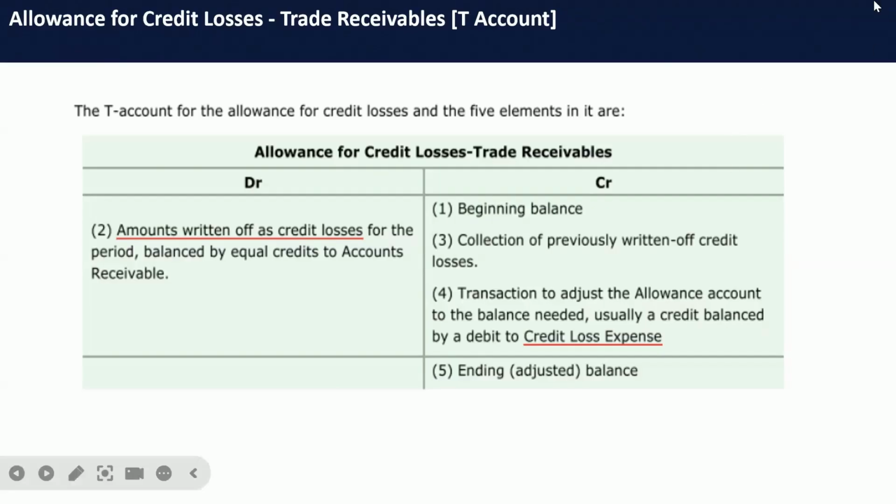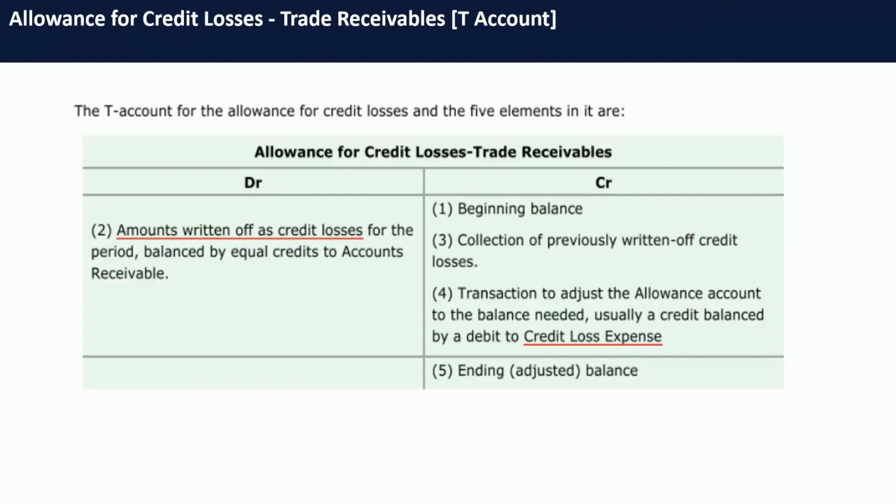Here, the 5 things that you need to remember are, first up, you will be having the beginning balance, which is nothing but whatever you carry down from your past year.